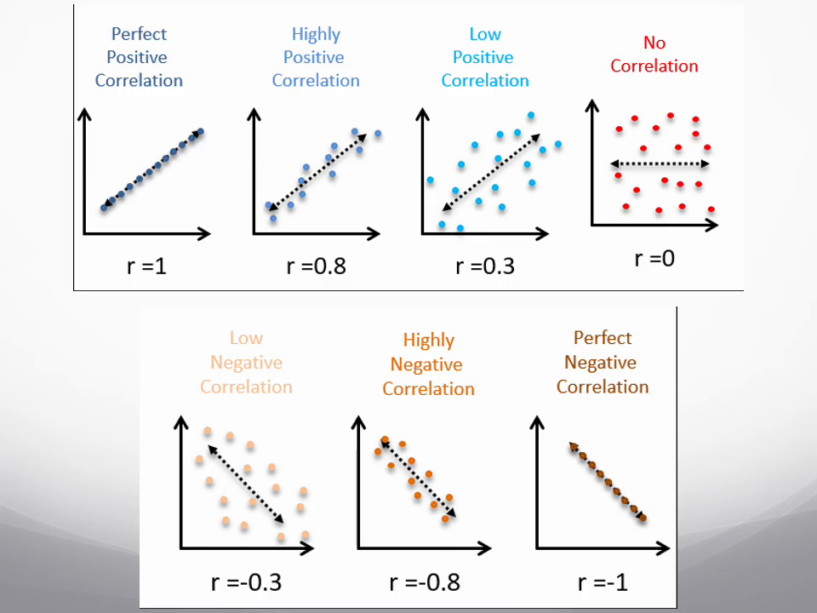I want you to have in your head: okay, I'm thinking of a scatter plot, I'm thinking of a line that's representing the relationship between these variables, and how well does that line capture the scatter of points that we have in this figure.